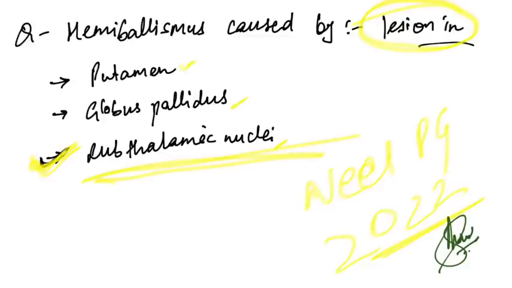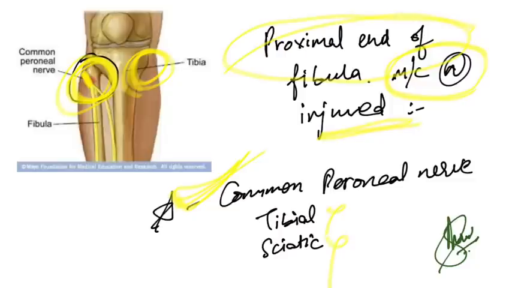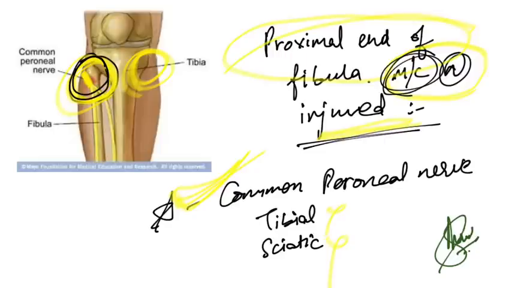Now, hemiballismus is caused by a lesion in the putamen, globus pallidus, and subthalamic nucleus. So it is in the subthalamic nucleus. And a repeat question from NEET PG 2022. So this diagram was given of the proximal end of the fibula, and the most commonly injured nerve is the common peroneal nerve because it passes from here, just winding around the fibula head.